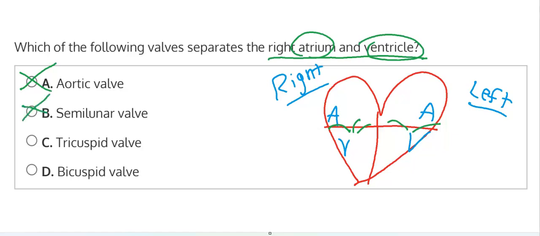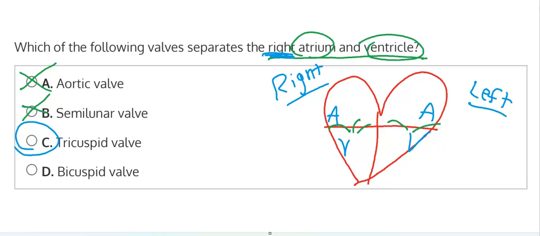So the ones that are between atrium and ventricle are the tricuspid and bicuspid valves, but we have to differentiate which one is for the right and which one is for the left. So in this case, because it's asking us about the right atrium and ventricle, the one that has 3 instead of 2 in terms of the shape of the valves would be on your right side, which is your tricuspid valve. So that would be option C.